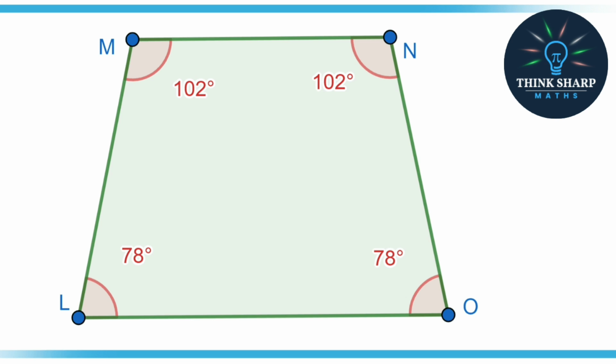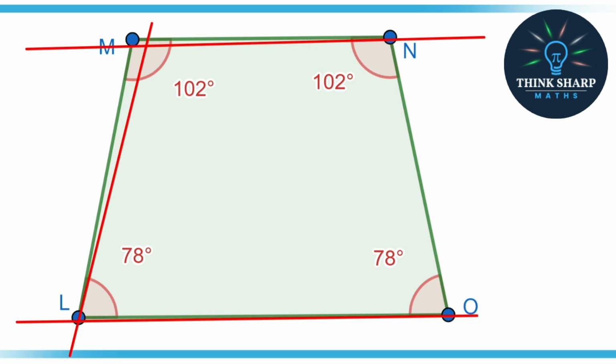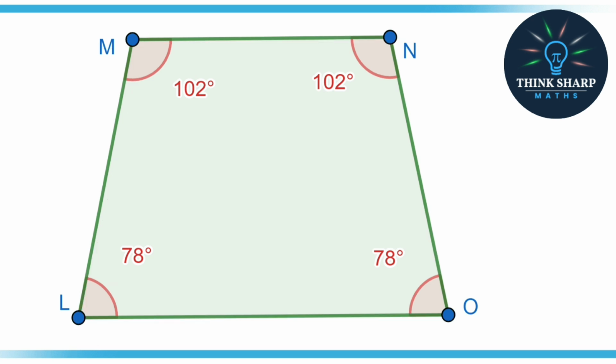One more property you have to keep in mind in a trapezium is the sum of the interior angles. As we have studied in parallel lines, if you draw two parallel lines and one transversal line, the angles inside, meaning the co-interior angles, will sum to 180 degrees. So here also it is acting like a transversal line. Here the ML line is acting like a transversal line. So angle M plus angle L will be 180 degrees. In the same way, NO is acting like a transversal line. So angle N plus angle O will be 180 degrees.